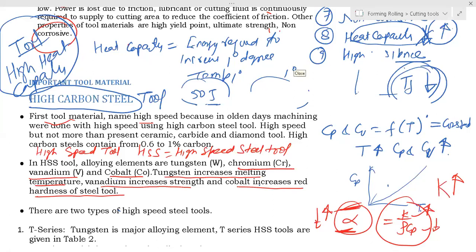Chromium is very good for corrosion resistance. Ravichandran, chromium is corrosion resistant. There will be other alloying elements also in that high speed steel tool, but I am talking about the major alloying elements. Chromium is good for corrosion resistance. Chromium plated steel. When I teach you material science, at that time I will tell you about more than 20 alloying elements.